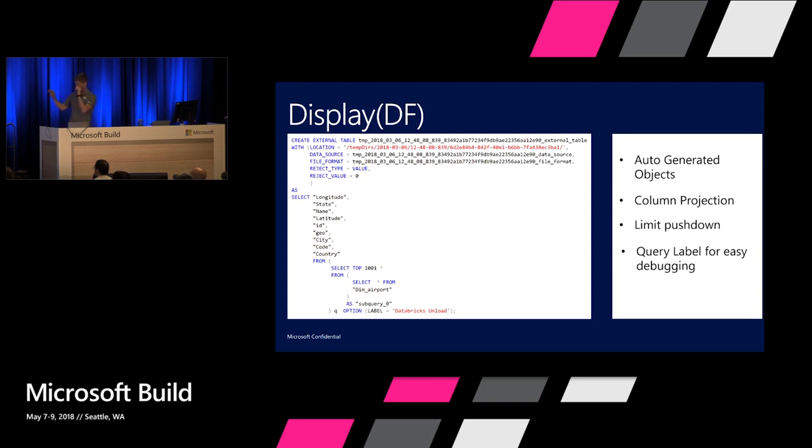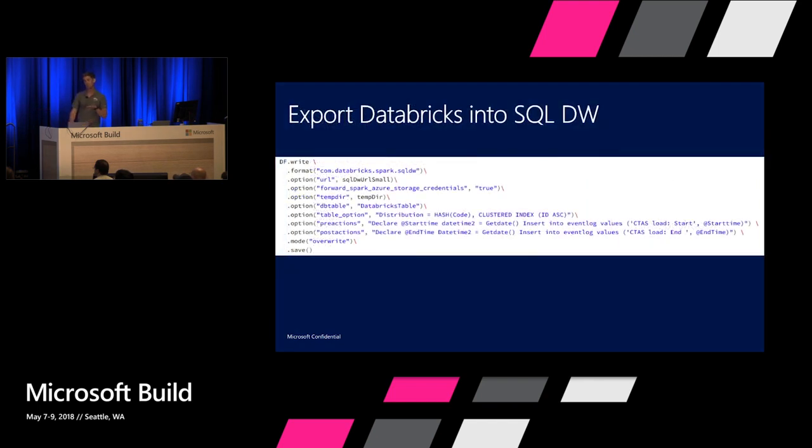So that's the case where you're reading data from SQL DW into Databricks. But the whole ETL part is about exporting. We've gone through all that transformation. We've flattened the JSON. How do we get that data into SQL DW so that we can do the final part of getting it into our DIMFACT table?